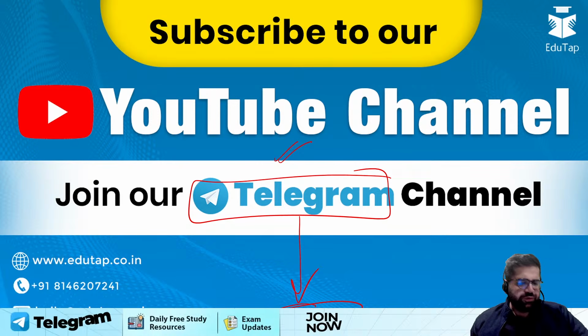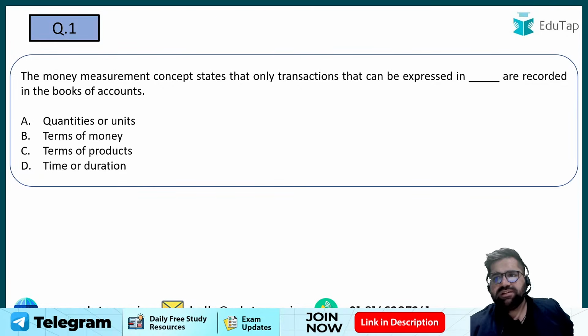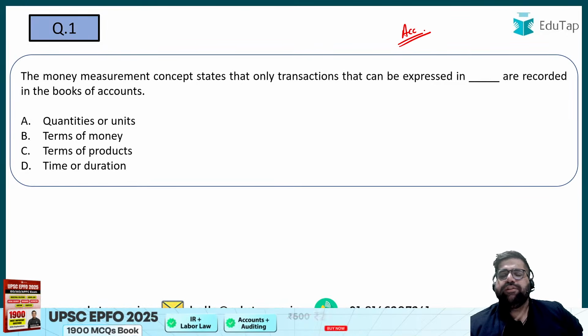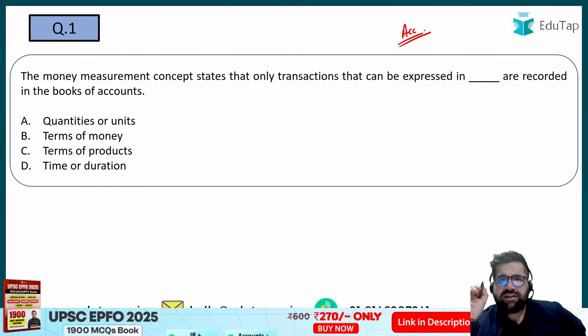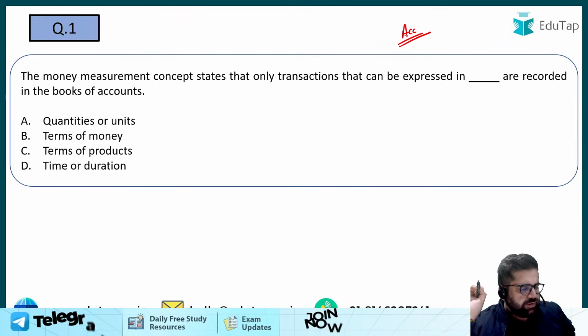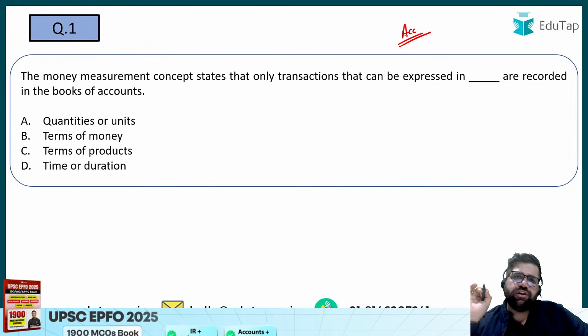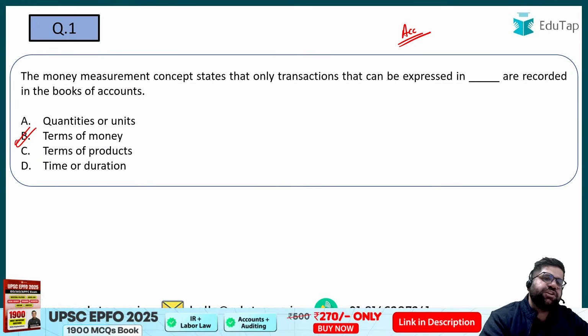Right? So let's start with question number 1 on my screen. First, I am asking you a very basic question related to accounting principles. Answer this. The money measurement concept states that only transactions that can be expressed in dash are recorded in the books of accounts. So which transactions are recorded? Quantities or units, in terms of money, in terms of products, or in terms of duration or time? Yes, the correct answer will be option number B.